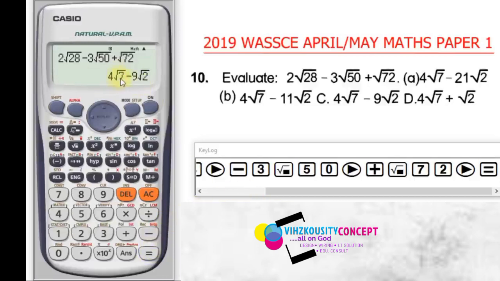Okay, so all I just need to now do is press my equal to, and is the calculator not interesting? Look at the format in which it's even presenting my answer. It's also writing them in a short format. So I have 4 root 7 minus 9 root 2, and I need to look through my options. I can see 4 root 7 minus 9 root 2 is option C. So option C is the correct answer.